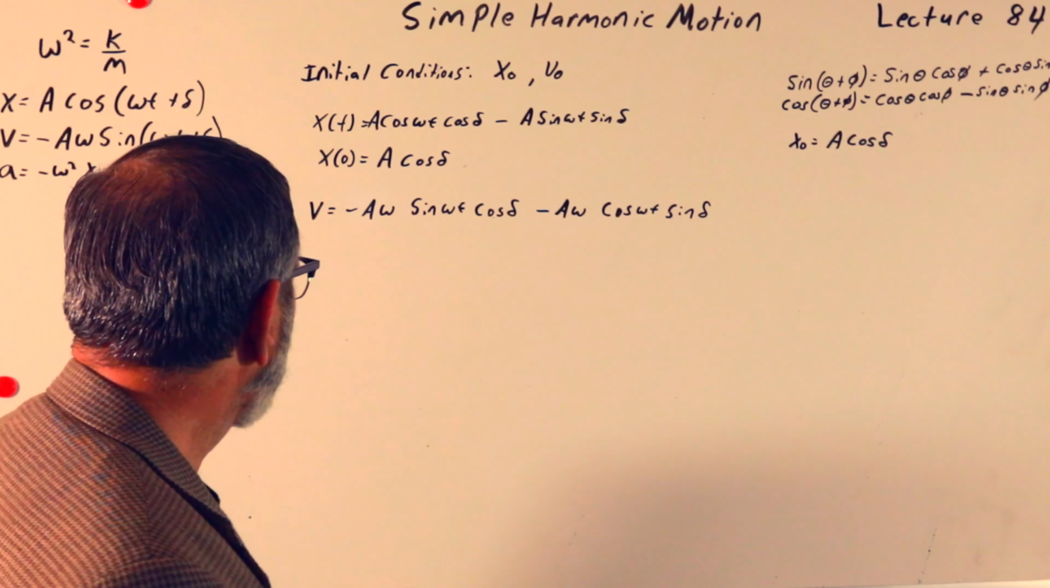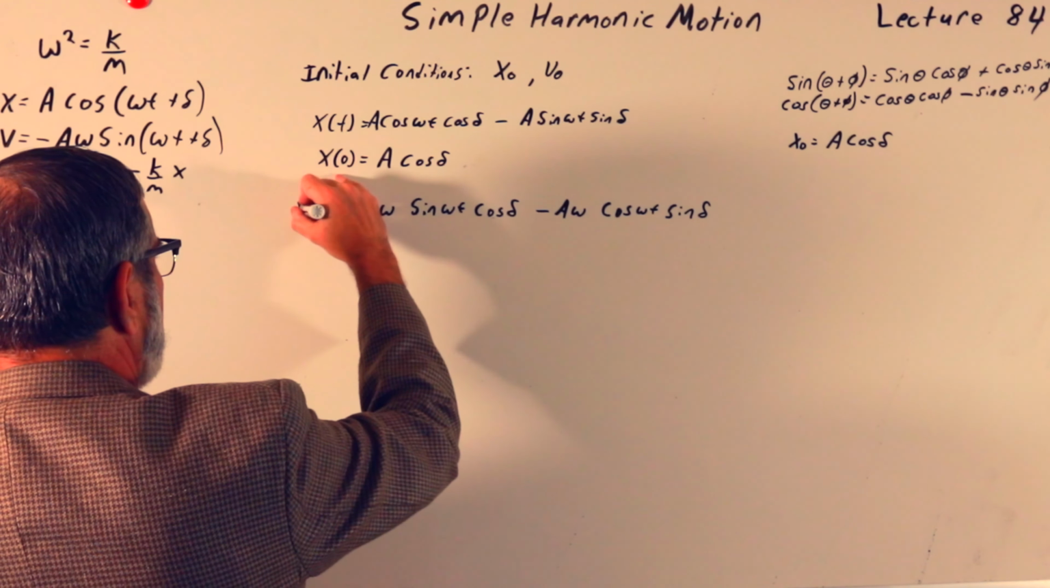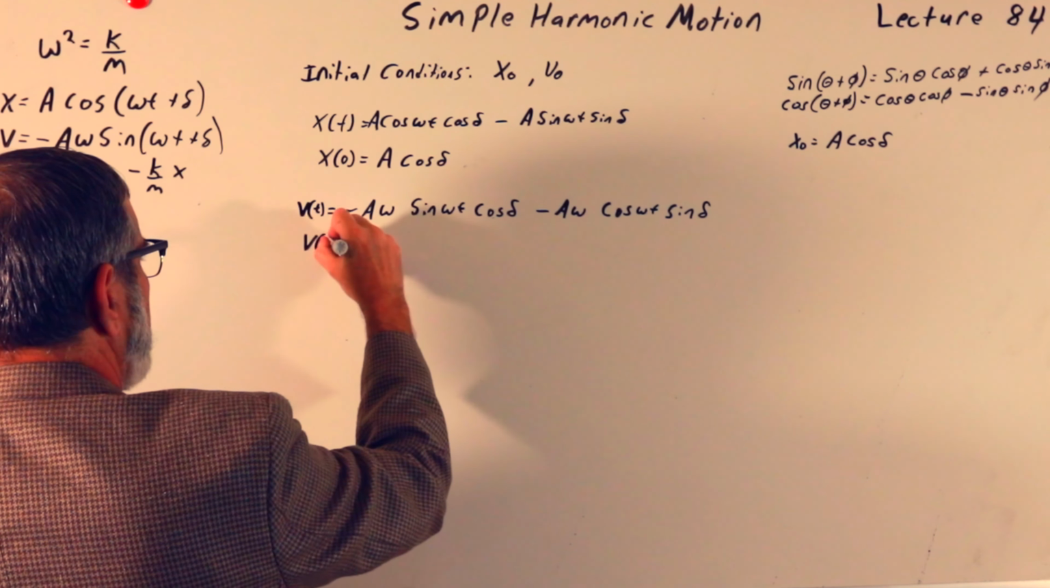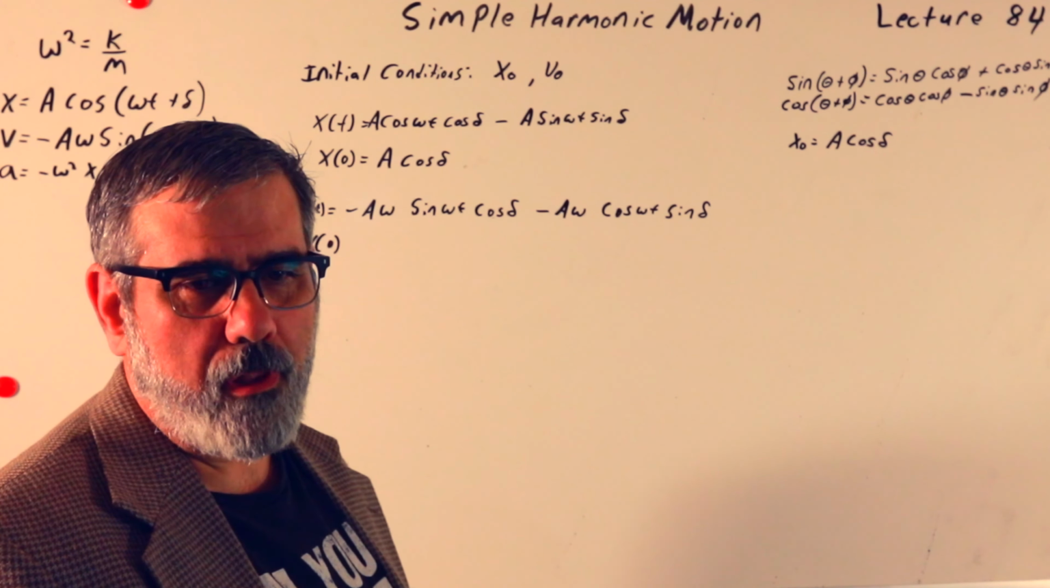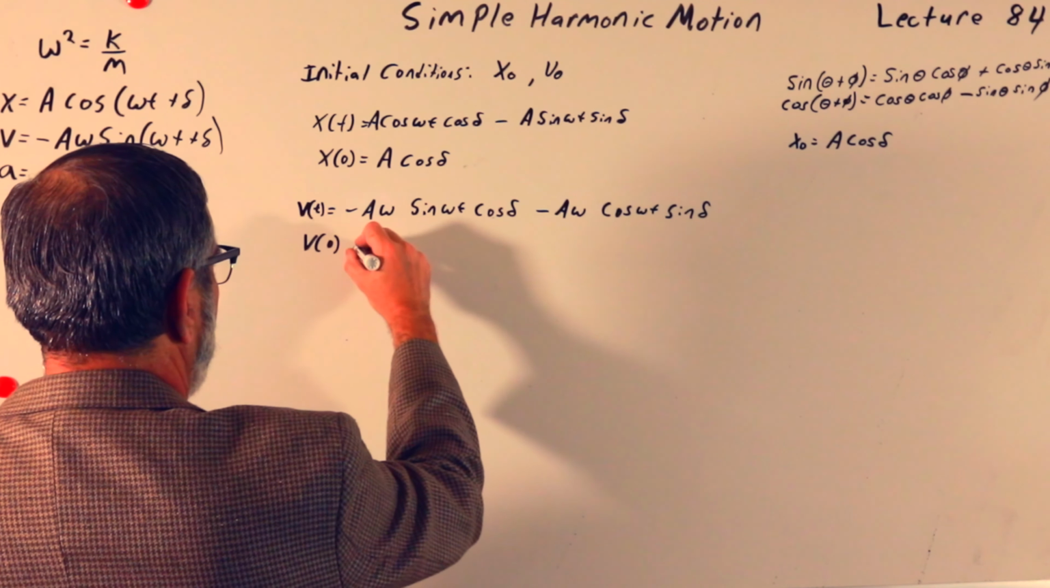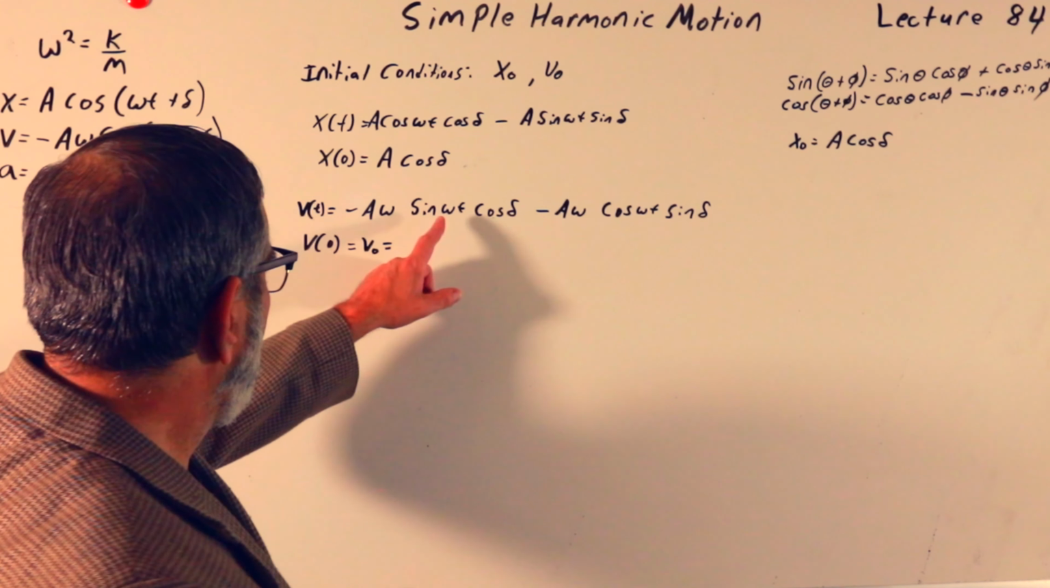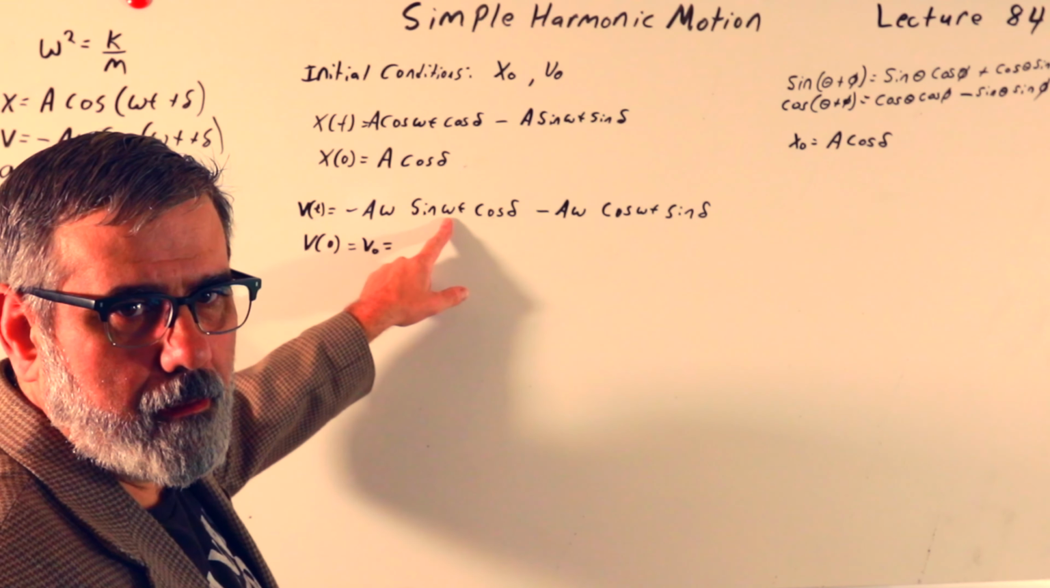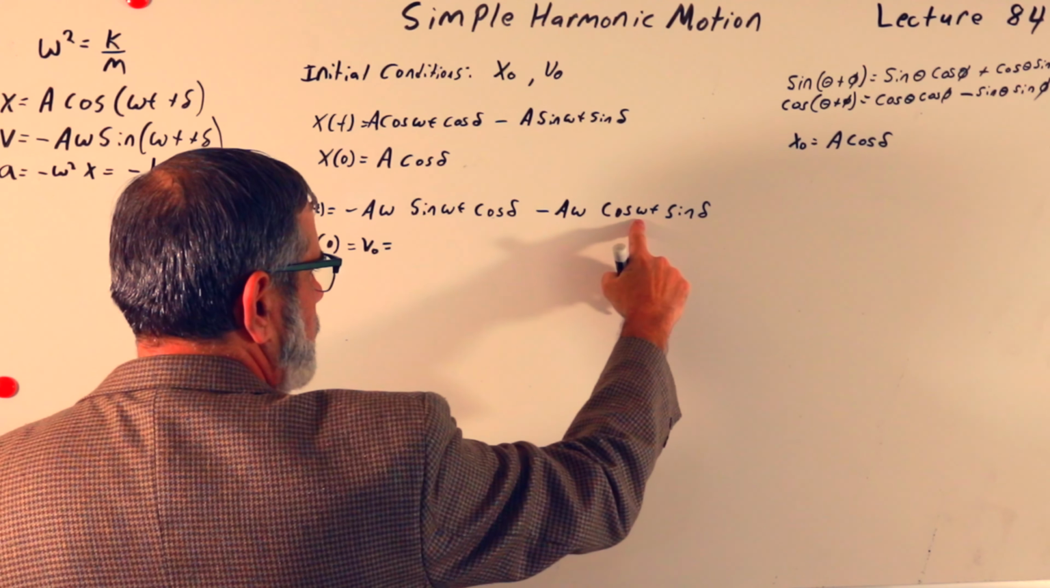Now, this is v of t, so let me just write that to be clear. So what is v of 0? Well, v of 0 will be our initial velocity, so whatever it is, that's equal to v naught. Well, what is the sine of 0? 0 again. What is the cosine of 0? 1.